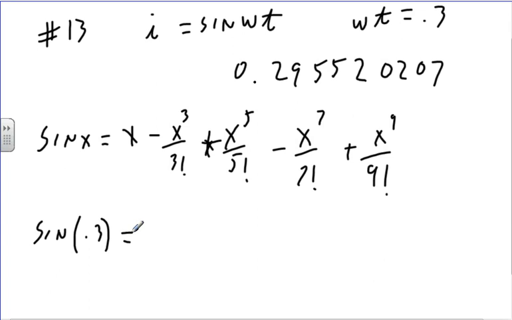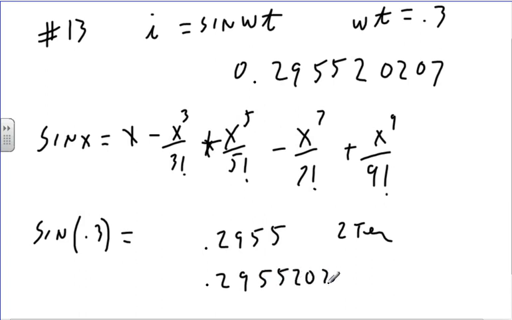Okay, so I'm going to have 0.3 minus 0.3 cubed divided by 6. Okay, so if I take the first two terms, I get 0.2955 plus 0.3 raised to the 5th divided by 5 factorial. So this is 3 terms, and I get 0.29552025. That's with 3 terms.